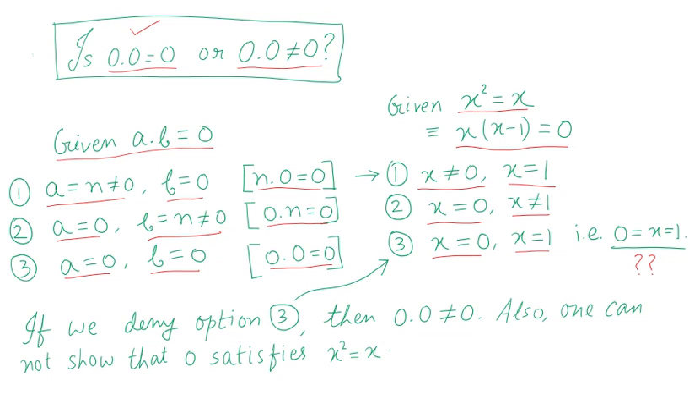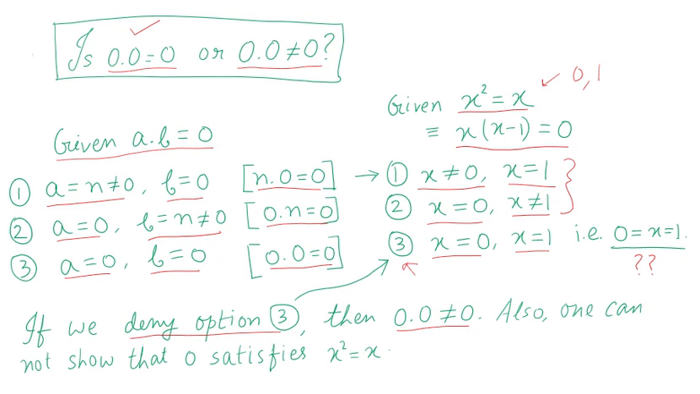Certainly this third option we generally do not discuss in the literature, and we just remain content with the fact that this quadratic equation has two roots, 0 and 1. We do not go into the sort of discussion we are having here. So we generally discard this third option. But what happens if we deny option 3? We are actually denying that 0 into 0 equals 0. That is, we are considering that 0 into 0 not equal to 0 if we deny this third option.